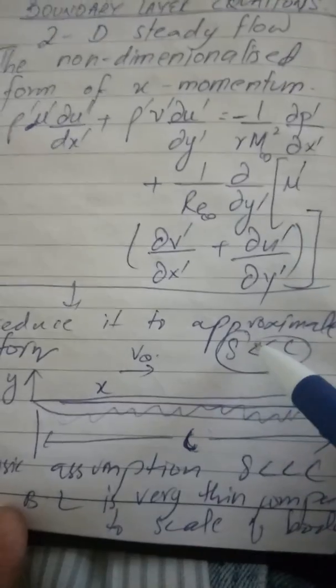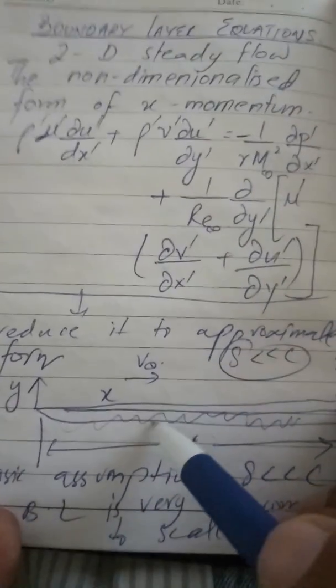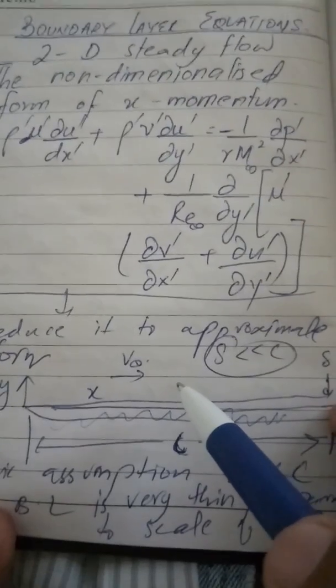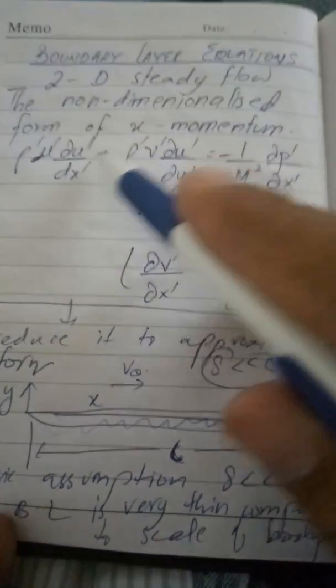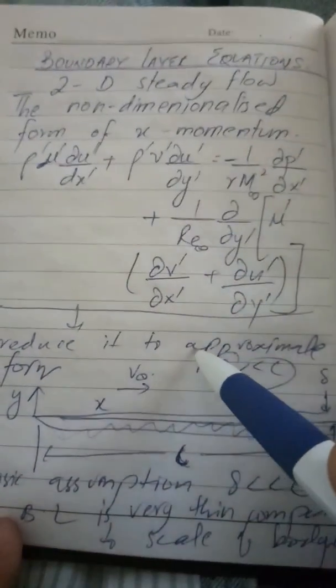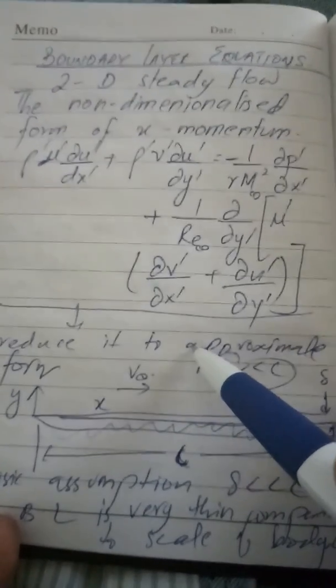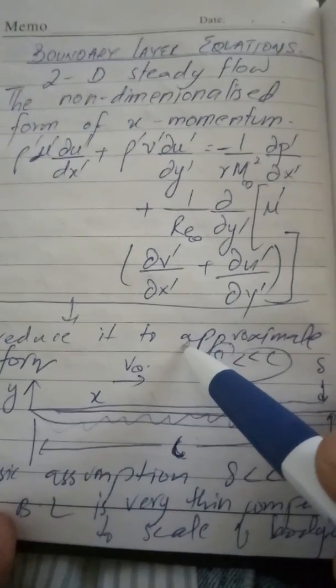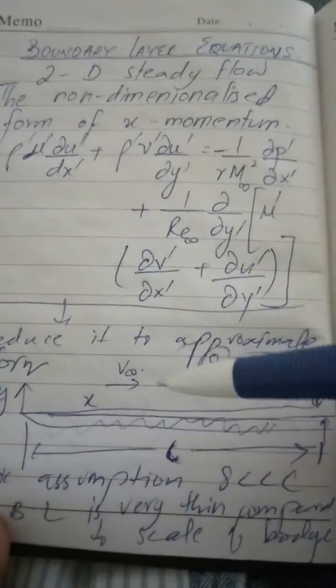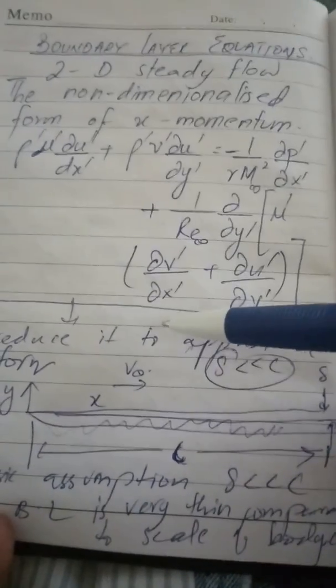But we have to take this as an assumption. This is the basic assumption, and under this assumption we're going to work out how to reduce this equation to an approximate form, so that all four equations I discussed earlier, continuity, x momentum, y momentum and energy, can be obtained by reducing this whole equation. Let's see how we're going to do it.